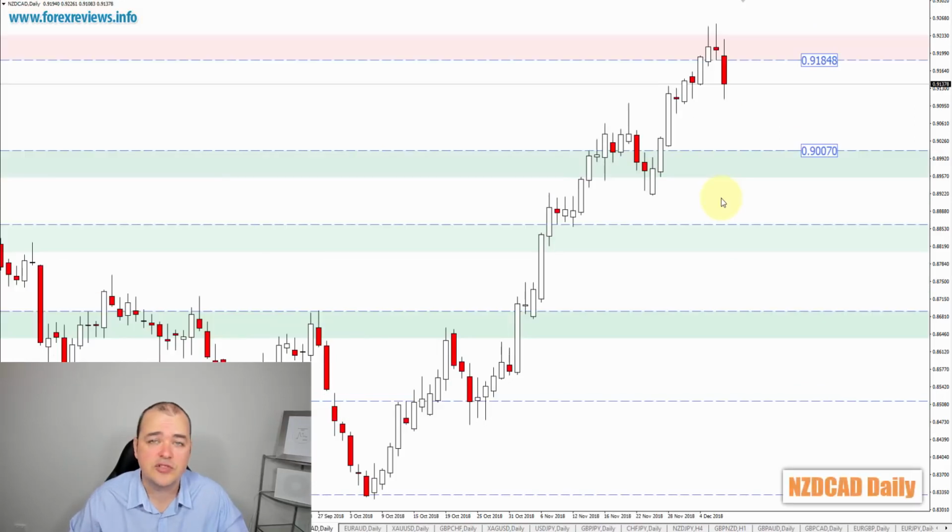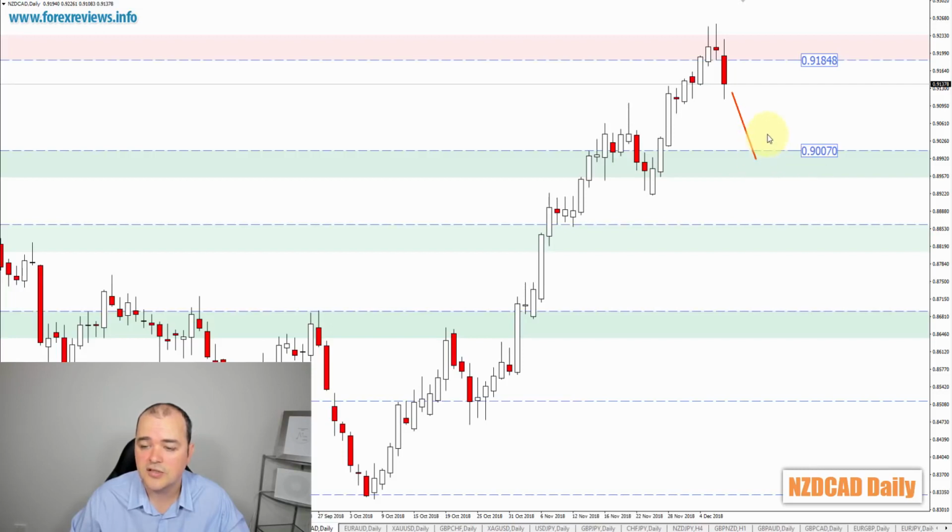The next pair I'd like to cover in this week's review is New Zealand CAD, and I'm on the daily chart. New Zealand CAD last week tested the 91.84 area, which is a potential bearish evidence area. And as you can see, when price came into the zone, the bears started taking control and then pushed price to the downside from this area last week. What I'd like to highlight is for all those people holding a sell trade on this market, that potentially this market may continue all the way down to the 90 level to the downside.